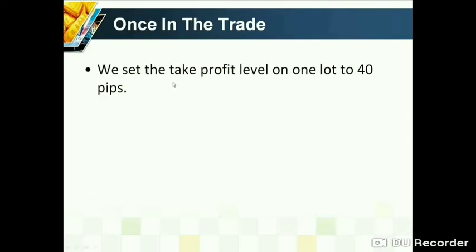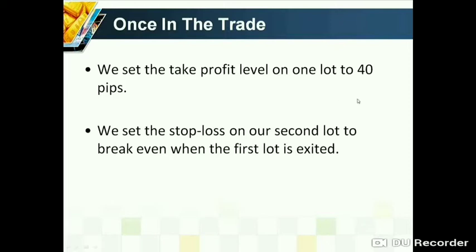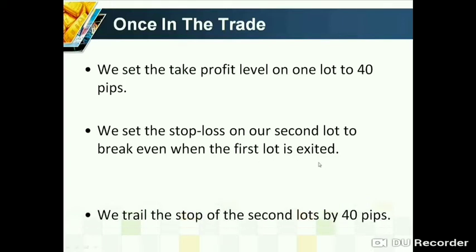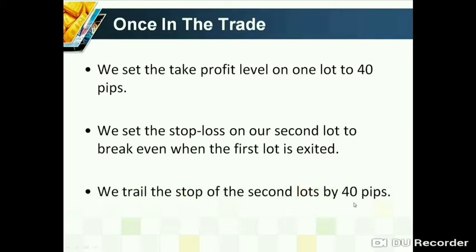Once we're in the trade, we need to manage that trade. We set our take profit level on 1 lot to 40 pips. When that first take profit level is hit and our first lot is exited, assuming the trade does move in our favor, we set the stop loss for our second lot to the break-even point, and we trail that stop by 40 pips.